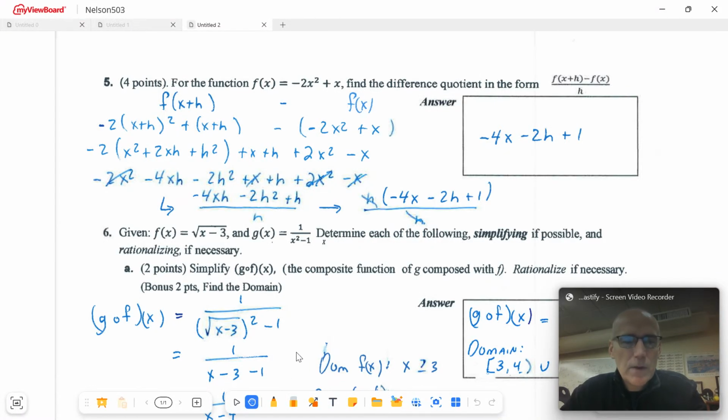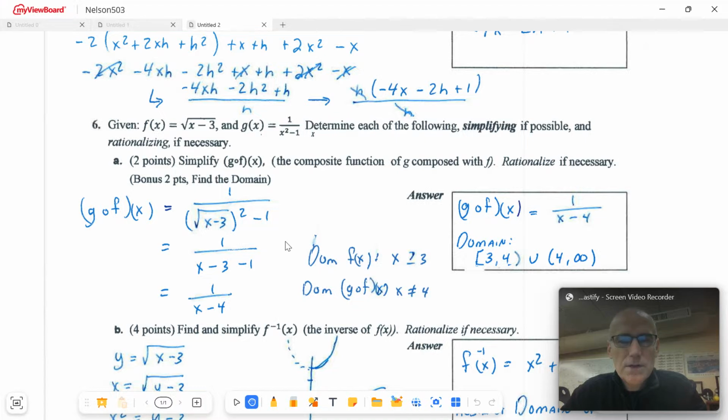Now let's look at number 6. This one's kind of interesting. When you do this work, we're doing g of f of x. So we're taking f, the f function, which is the square root function here, and we're putting it into the x's in the g function. I guess there's only one x in the g function. So we're replacing that x right there with the square root of x minus 3.